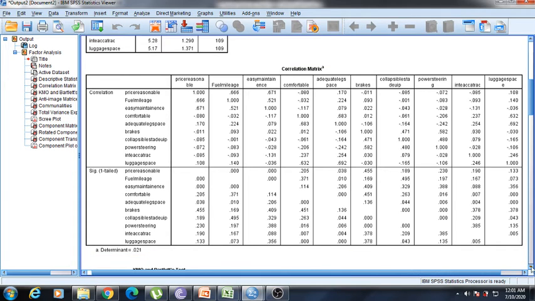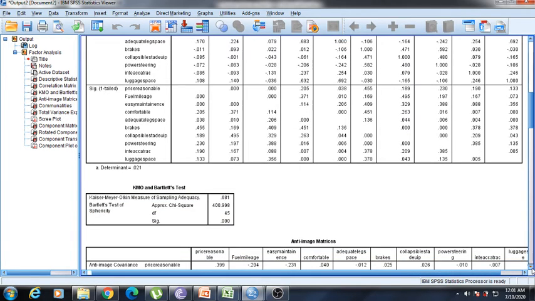Again we come to this KMO value, the Kaiser-Meyer-Olkin measure of sampling adequacy. You can see here 0.681, which is greater than 0.5. It is in the 60s, so our value is good. So we can go ahead with this factor analysis. Also the Bartlett test of sphericity, our significance value is less than 0.05.